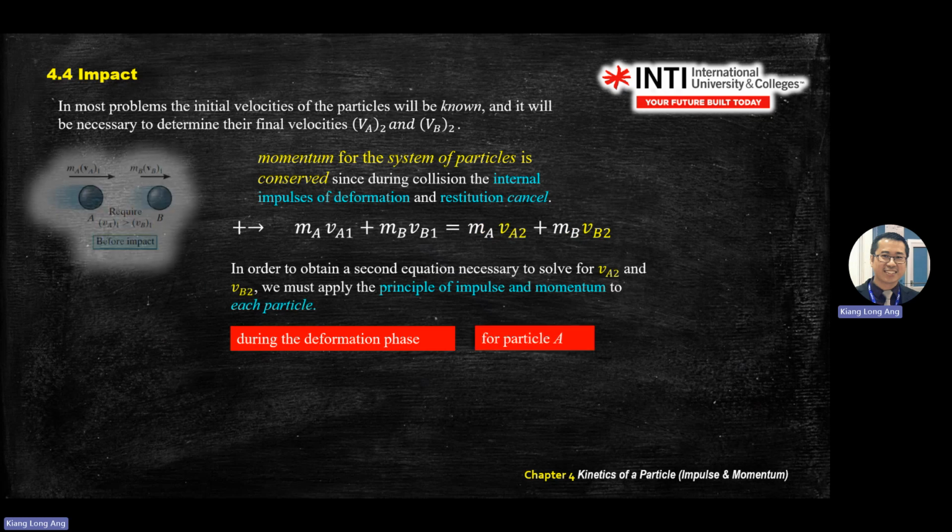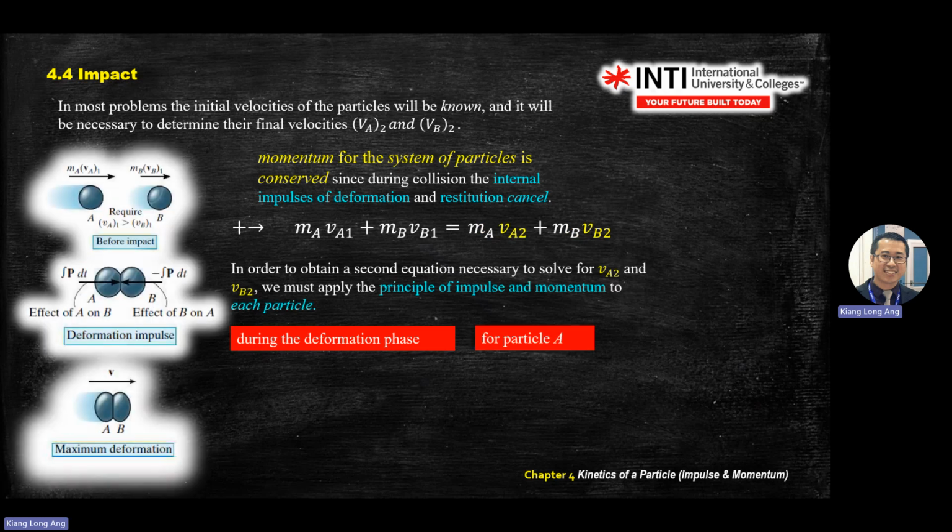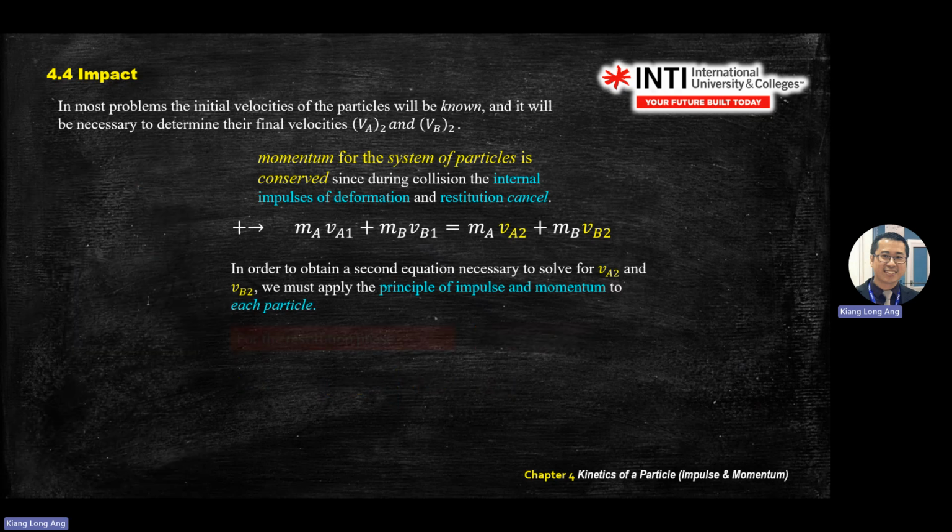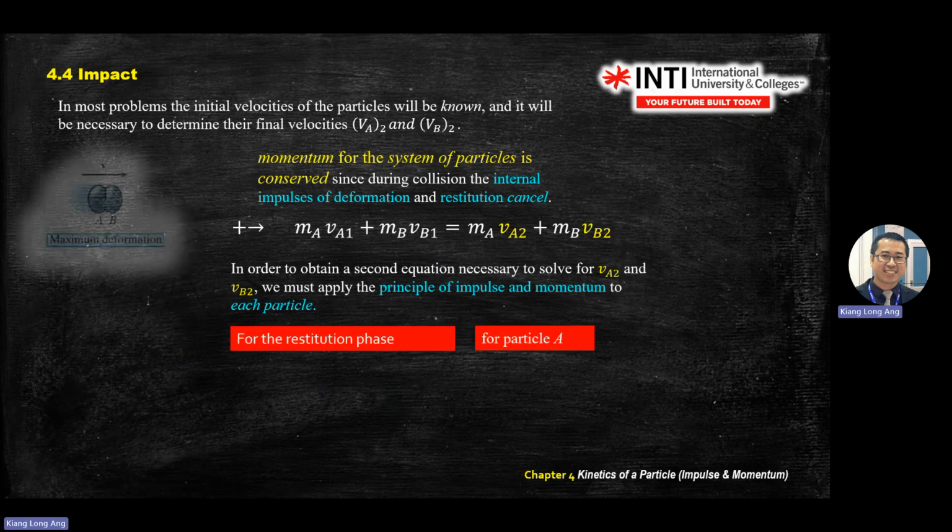If you want to go into an individual one, you use the principle of linear impulse and momentum. When you look at two bodies, a big perspective before and after, you use conservation of momentum. If you want to calculate what impulse or forces act on that particular body, you use the principle of linear impulse and momentum. The rest you read from the slides here.